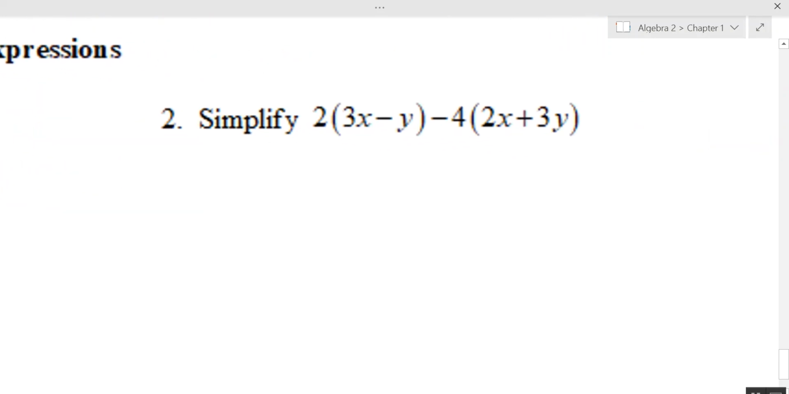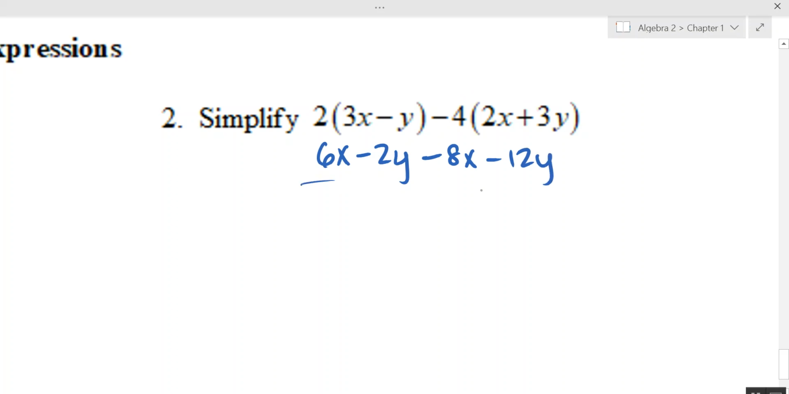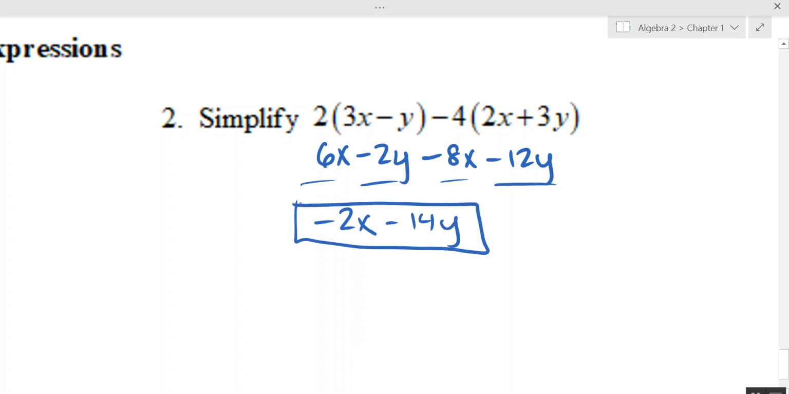All right, last one. We're going to multiply this out just like we did before. 2 times 3x is 6x. 2 times negative y is negative 2y. Be careful with this negative in front of the 4. I'm going to multiply negative 4 times 2x. I get negative 8x. Negative 4 times 3y is negative 12y. And again, just like we did on the previous problem, we're going to combine our like terms. 6x minus 8x is negative 2x. And negative 2y minus 12y is negative 14y. There is your answer. And again, I'd prefer you factor out the 2. There's a negative 2 here that we can factor out. And I get x plus 7y.